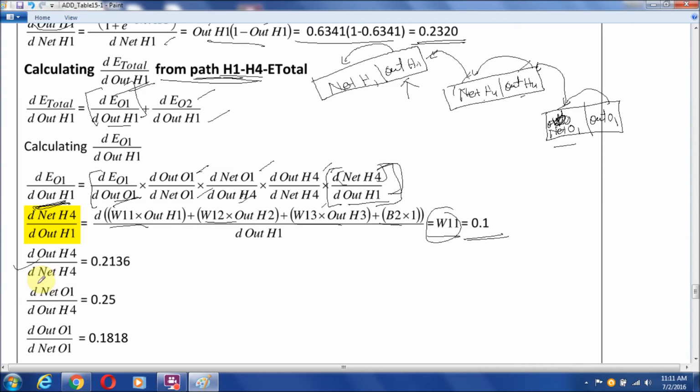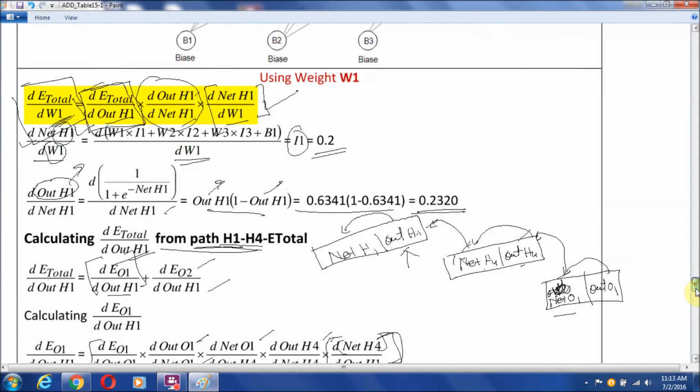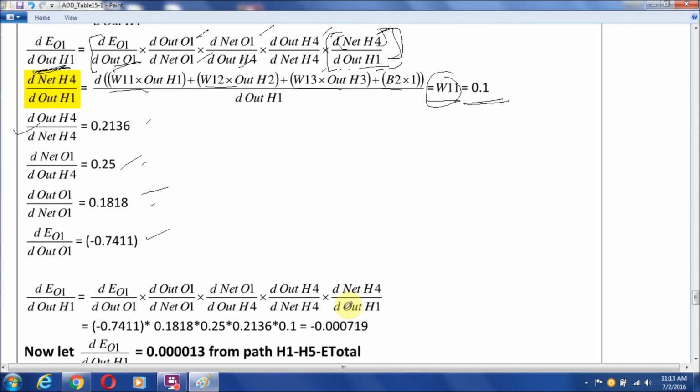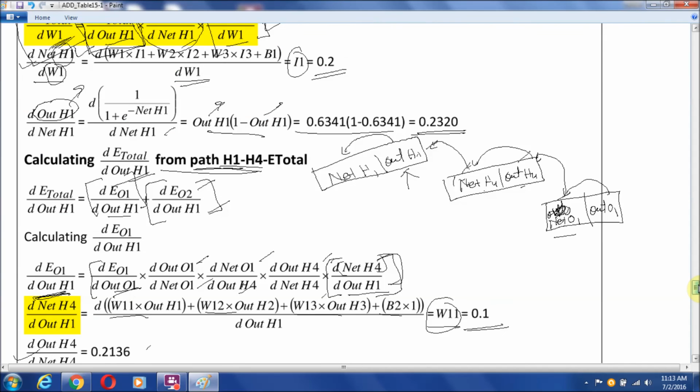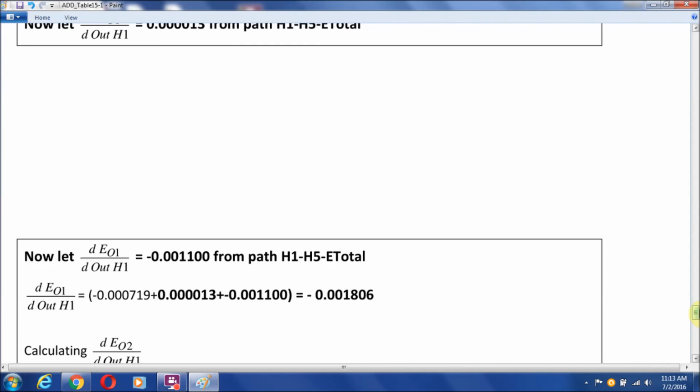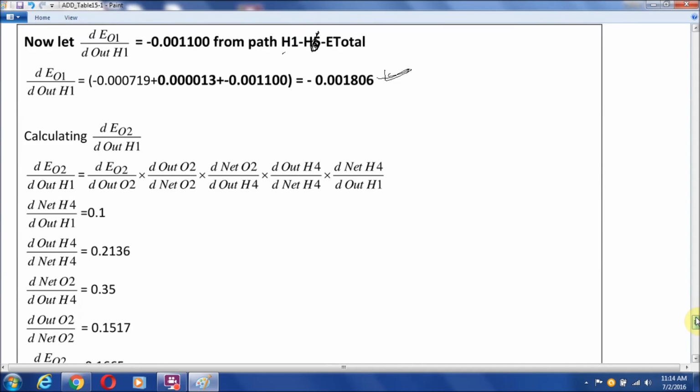Similarly, the derivative of out H4 with respect to net H4, and the last one we already calculated in the previous step. So we just replace the values of these calculations here, and we take another path also, as we discussed, H1 to H5 and then H5 to O1, and so on. So all the other paths' results are there. This is the result obtained from path H1 through H5. Sorry, this is from path H1 through H6. And after that we get the final result, which is the derivative of EO1 with respect to out H1.